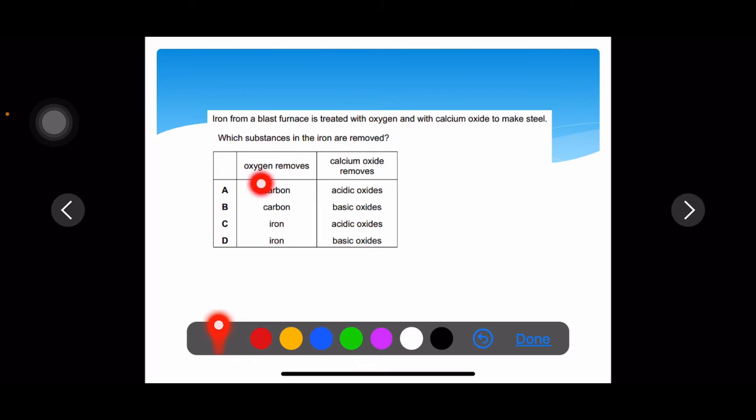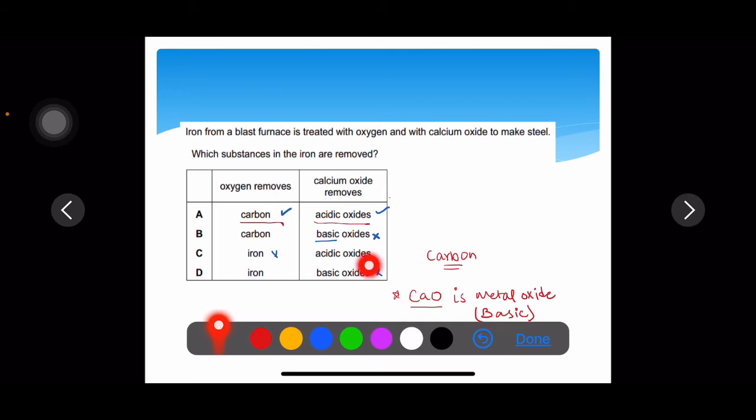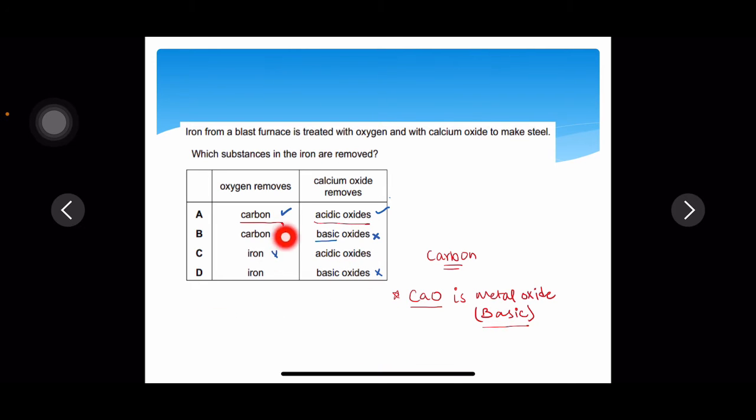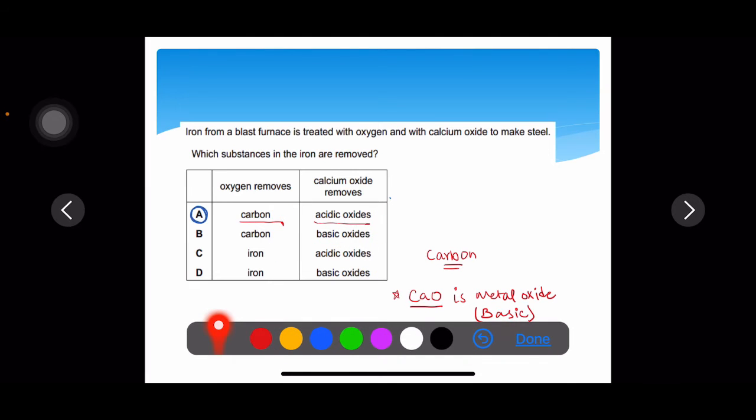So why do we add oxygen? Because oxygen removes carbon, of course not iron, carbon. And calcium oxide is a basic oxide, it will remove any acidic impurity, so acidic oxide. So the answer seems to be carbon and acidic oxides, because calcium oxide is a metal oxide or a basic oxide, so it will be neutralizing only acidic oxide. So the right answer is option A.